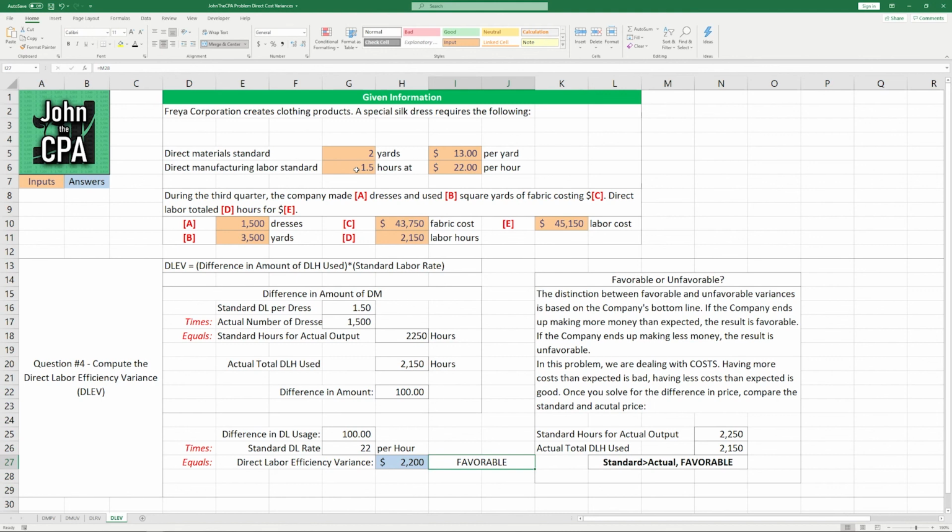So that's it. That is all the direct cost variances you're going to see. Direct materials price, direct materials quantity, direct labor price, direct labor quantity, or in this case, direct materials price variance, direct materials usage variance, direct labor rate variance, and direct labor efficiency variance. Good luck.